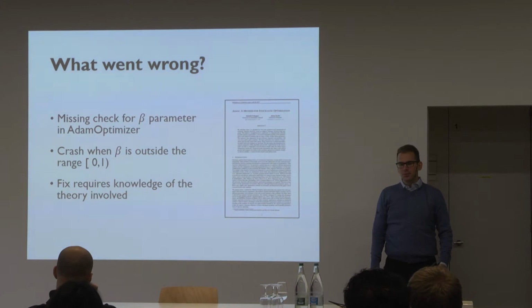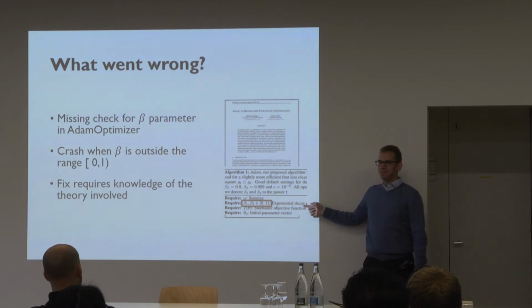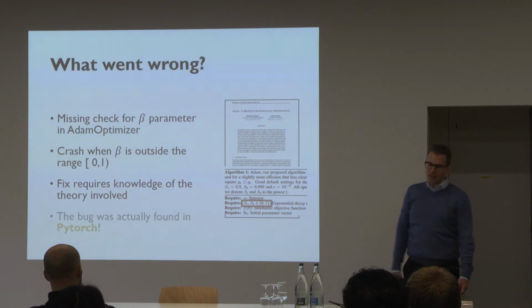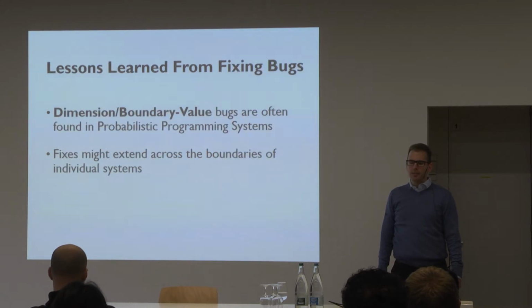So what do you need to do? Well, we said you don't just look at the code, you also look at the paper. What's in the paper? Very nice specification. Beta should be between 0 and 1. So that's another check we need to do. And by the way, this was not a bug in Pyro itself, it was a bug down in PyTorch, which also tells another lesson we learned, that fixes might extend across the boundaries of individual systems.